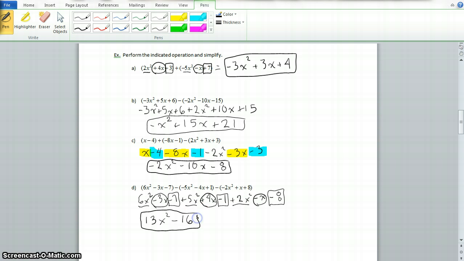Just remember, whenever you're adding or subtracting polynomials, if you're adding them, just combine your like terms. If you're subtracting, you have to distribute the negative through that second polynomial and then combine like terms.